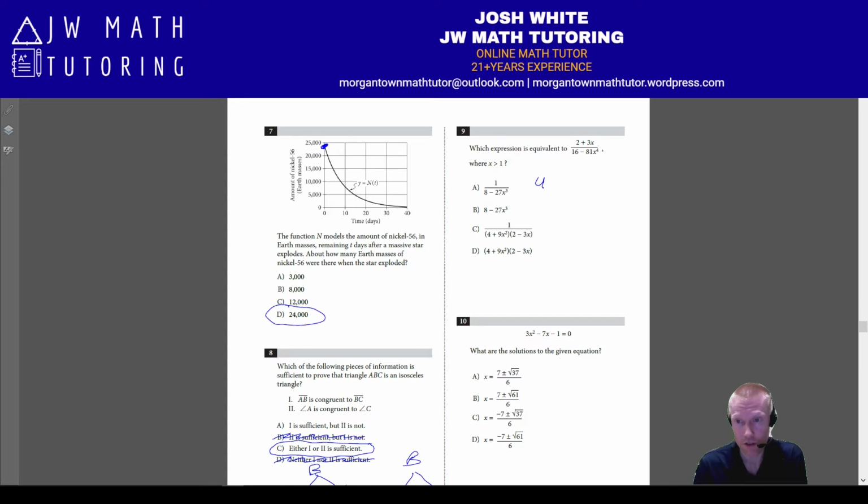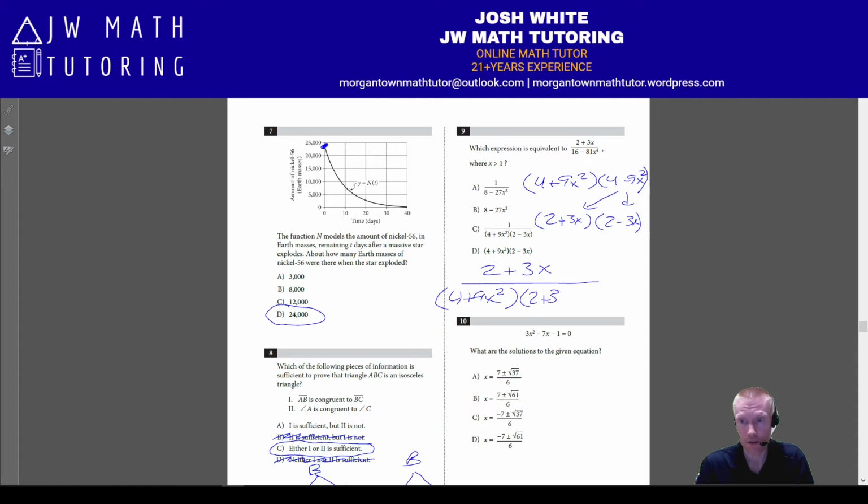So the initial factorization is just going to be 4 plus 9x squared times 4 minus 9x squared. And after that, this second parentheses can be factored further. It's going to factor into 2 plus 3x and 2 minus 3x. So once you've factored the denominator completely, what you end up with is a 4 plus 9x squared, a 2 plus 3x, and a 2 minus 3x.